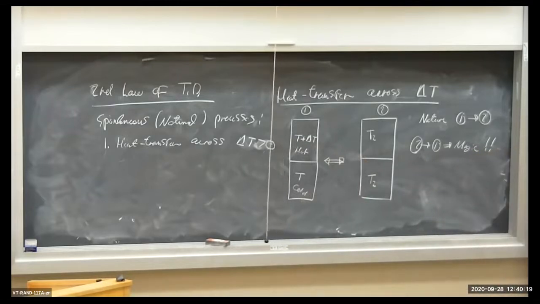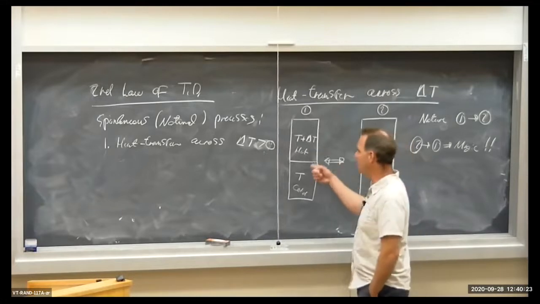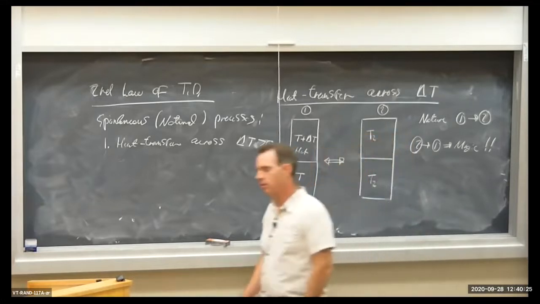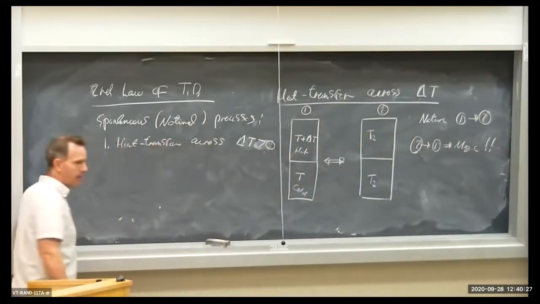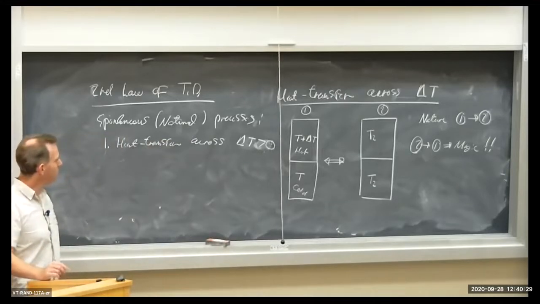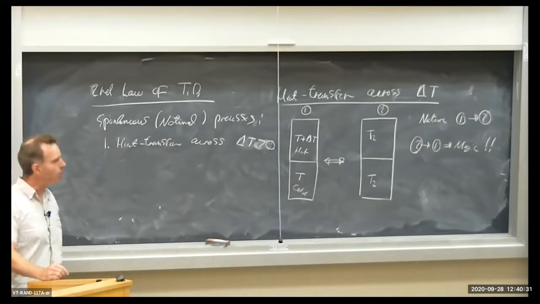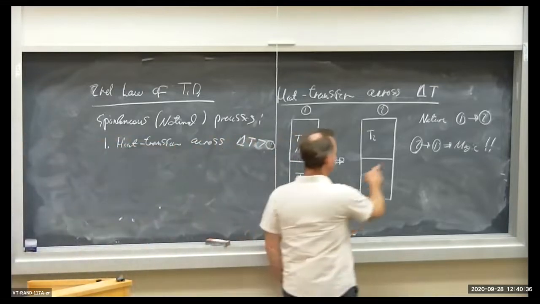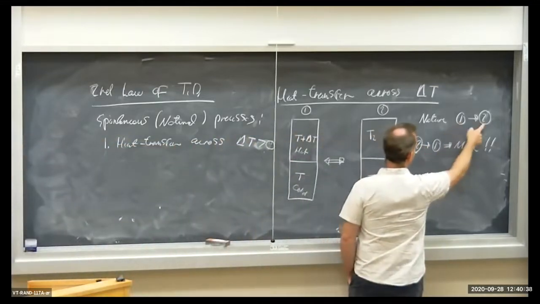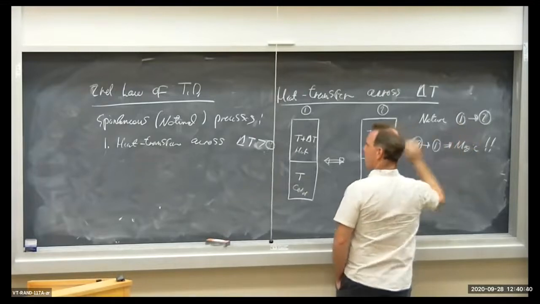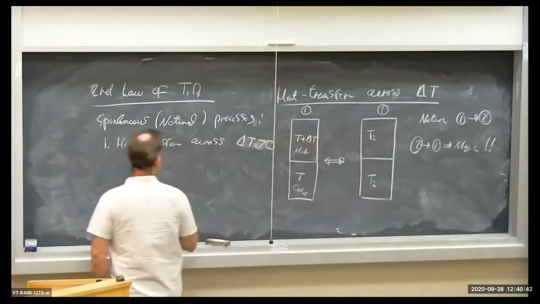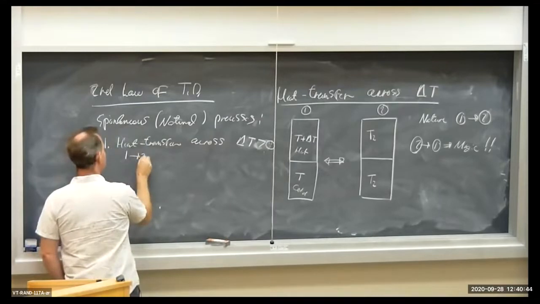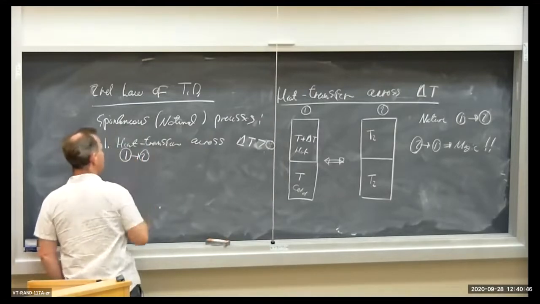So heat naturally flows from hot to cold across a delta T. This is called a spontaneous or natural process. It's a process that we see in nature. We always see heat flowing from hot to cold and the system going from state 1 to state 2.